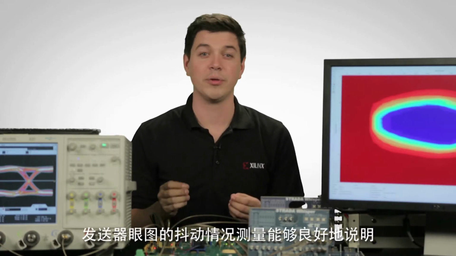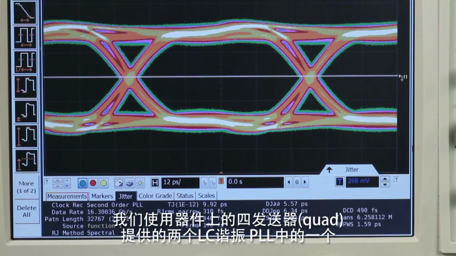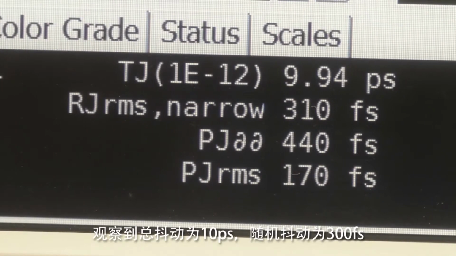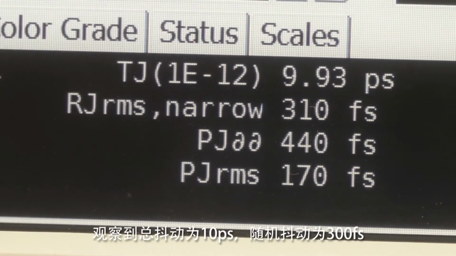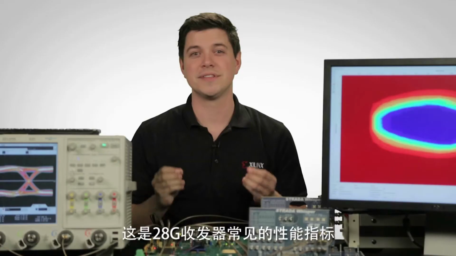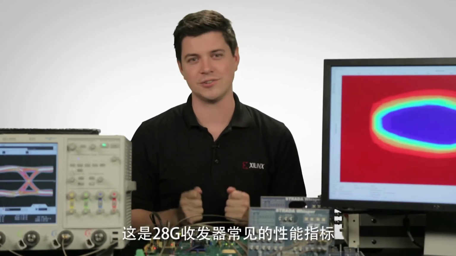Measuring the jitter of a transmitter eye is a great indicator of how well both the PLLs and the transmit circuitry are working. We're using one of the two LC tank PLLs available in this quad and are seeing 10 picoseconds of total jitter and 300 femtoseconds of random jitter. These are the kind of numbers that you would typically expect out of a 28 gig transceiver.